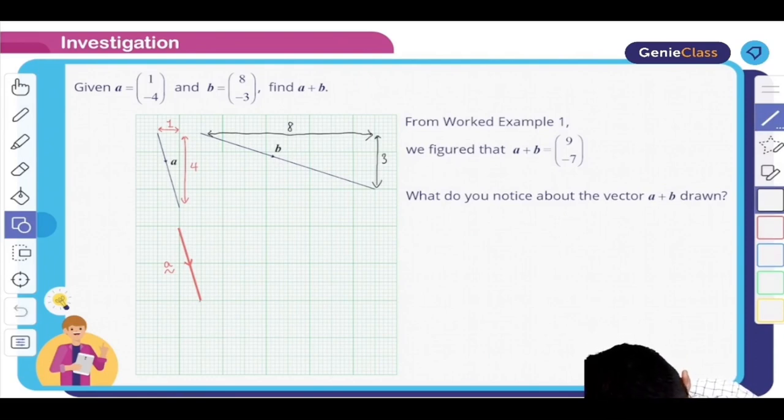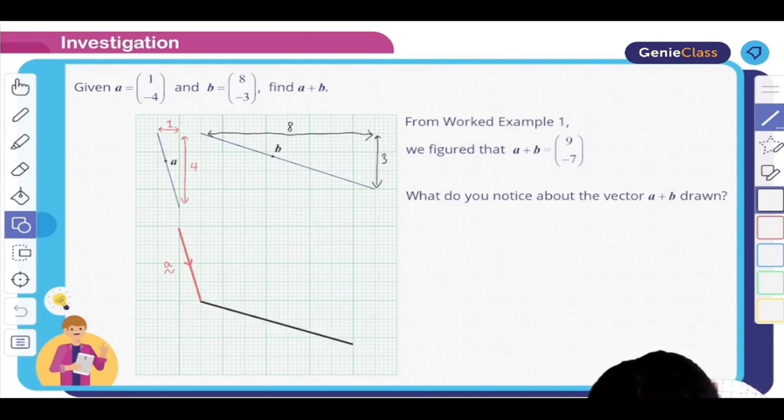So 8, 1, 2, 3. Just give me a while, it will take me a while to draw. 1, 2, 3, 4, 5, 6, 7, 8. 1, 2, 3. Okay, it should be here.